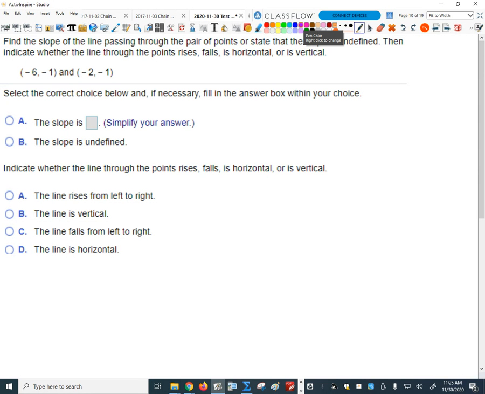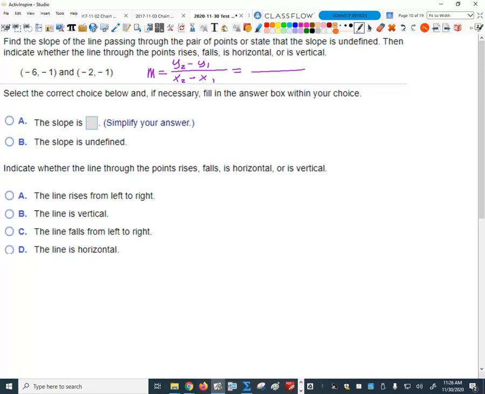So, Olivia, do you remember the slope formula? M equals what minus what over what minus what? I'll get you started. M equals y2 minus y1, divided by x2 minus x1. Good. So rise over run. The change in the y values over the change in the x value.